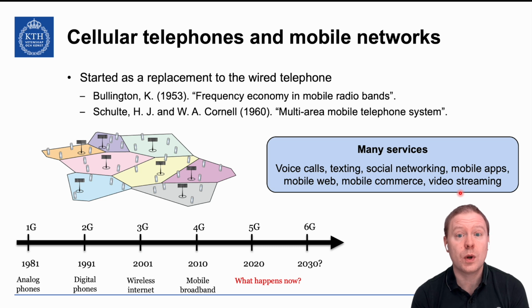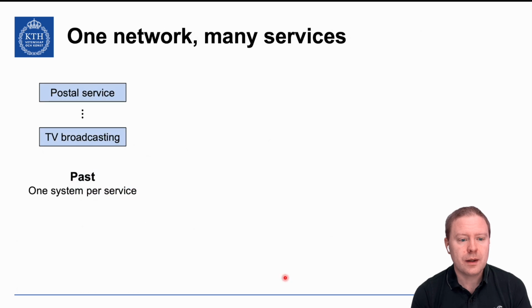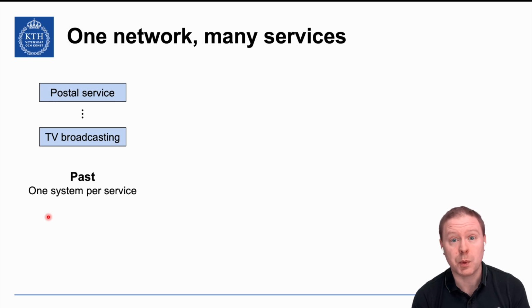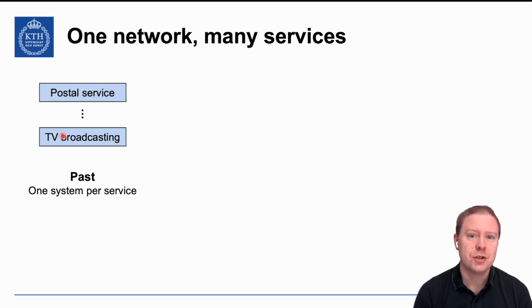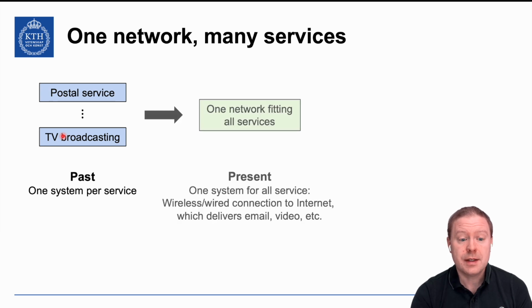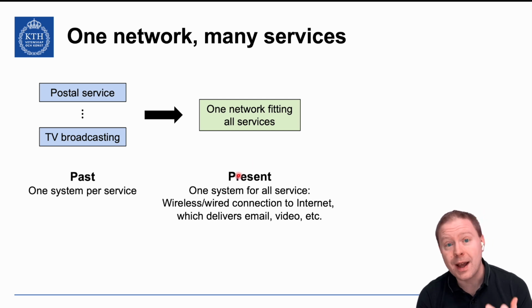So with this in mind, what is the main thing with 5G? What is happening now? Well, we can view what has happened over the past decades like this. In the past, we had different types of services that we wanted to deliver: postal service, TV broadcasting, and other things that we would like to use in order to deliver communication services. And these things have, with time until today, been converging into one network, the internet, that is fitting all these services. So there's one system for everything.